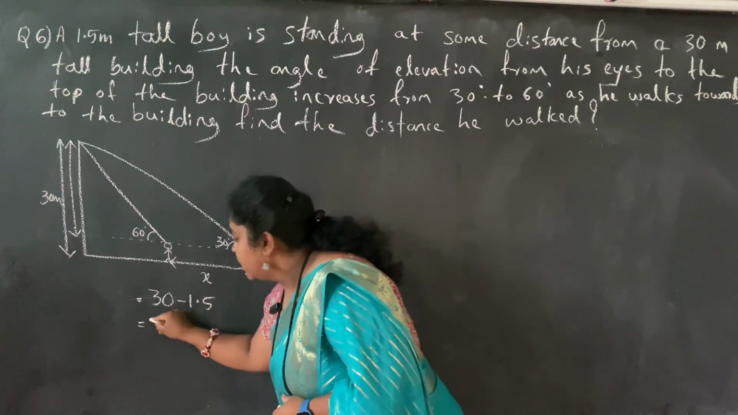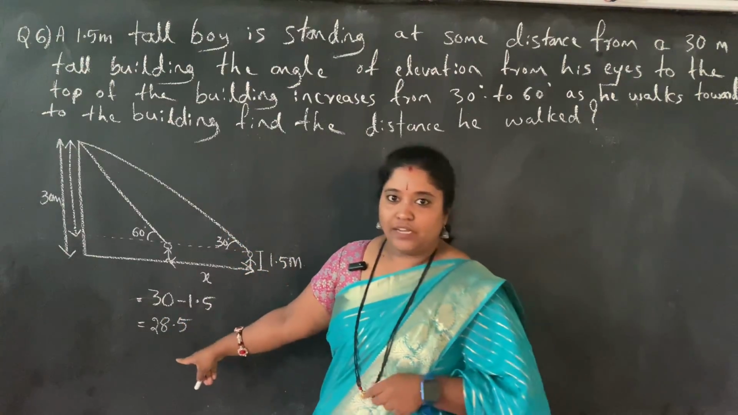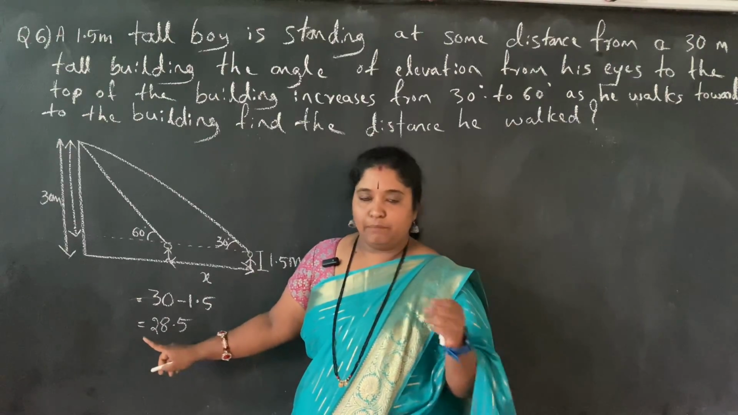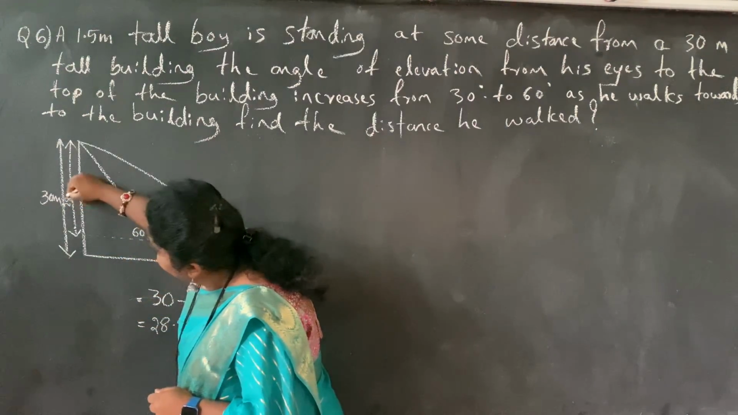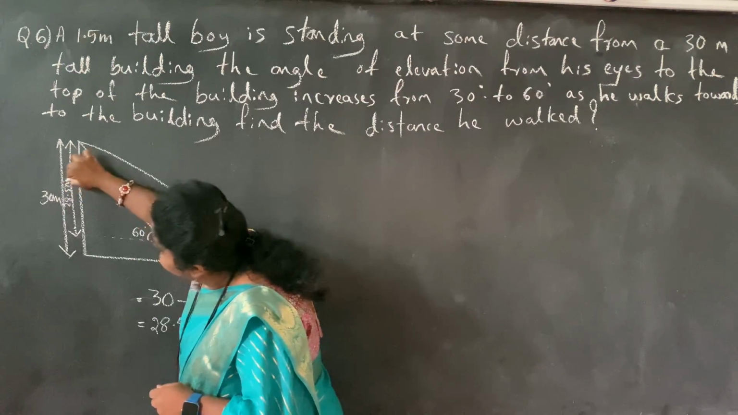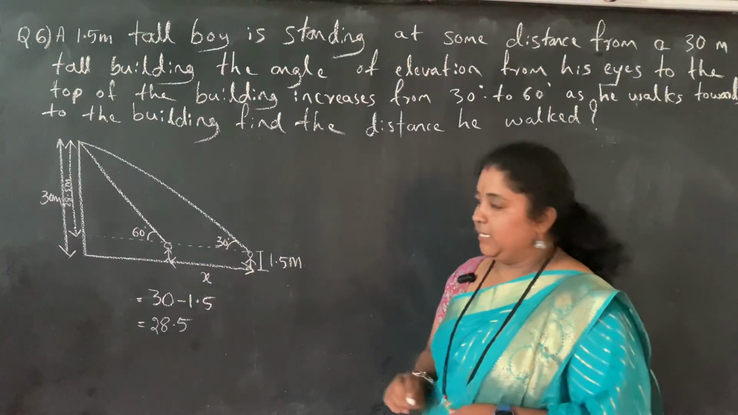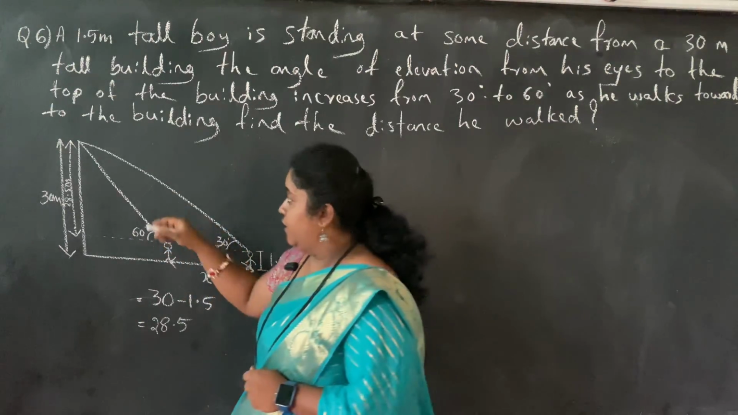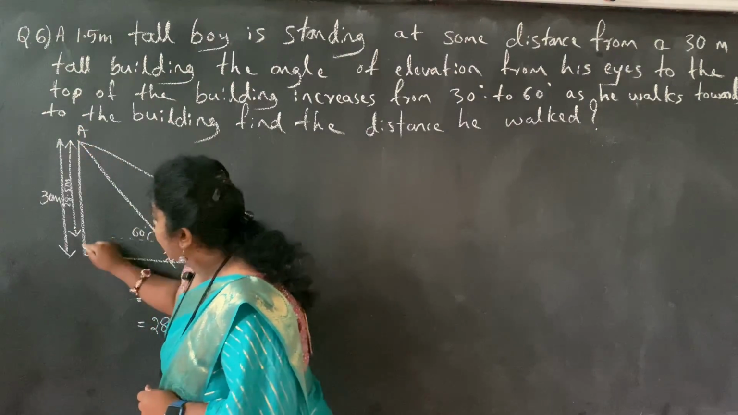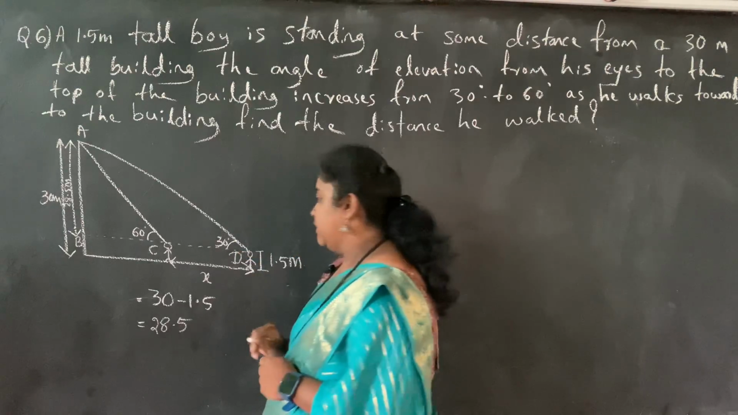Understanding? So I'll be having here 28.5 as the height of the building that is to be considered. So I'll be writing here 28.5 meter. Now, dear, use your common sense. Before that, let me name the given figure A, and this point B, this point C, this point D.